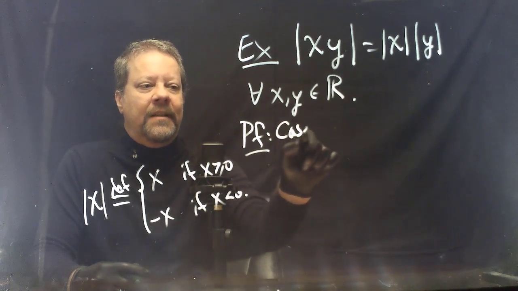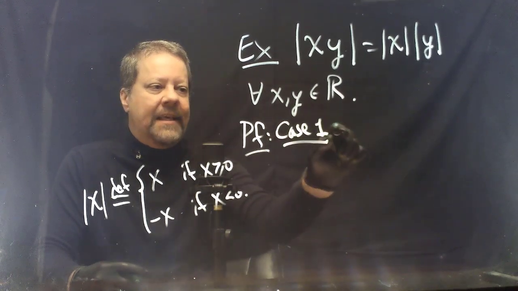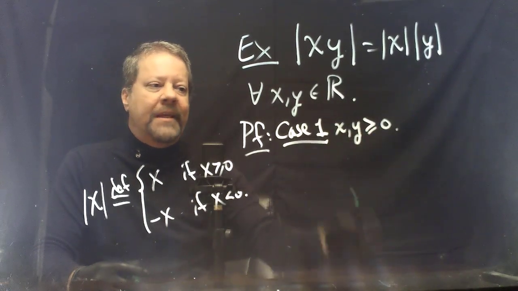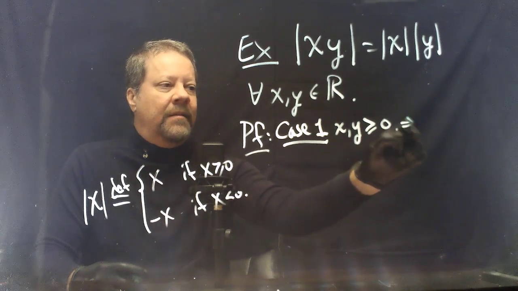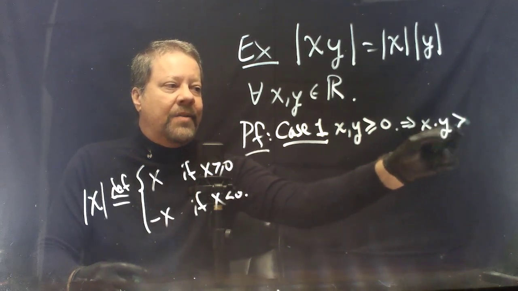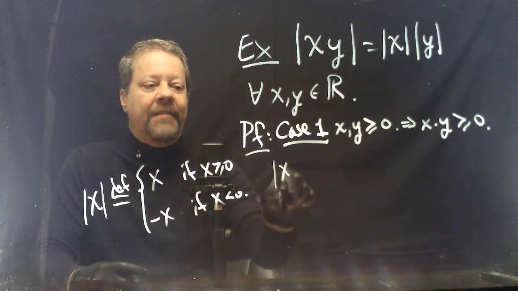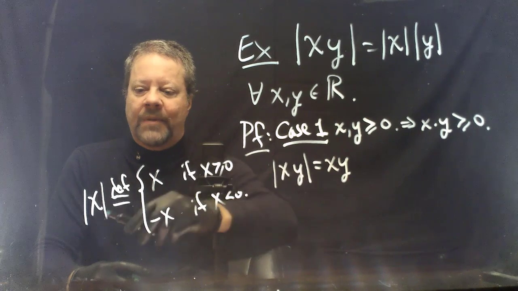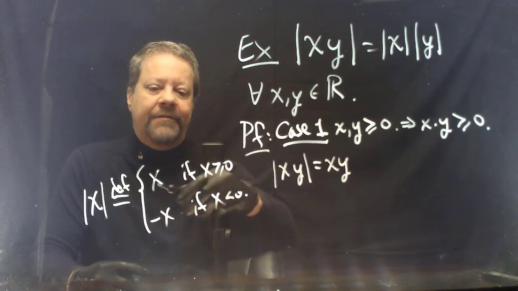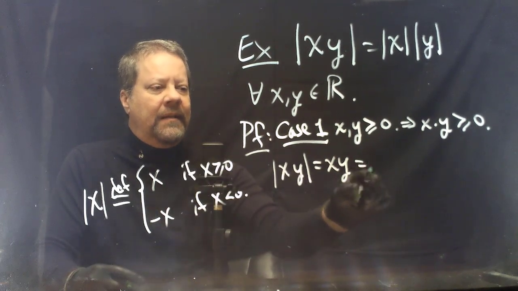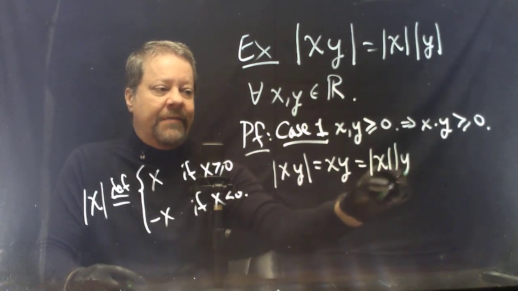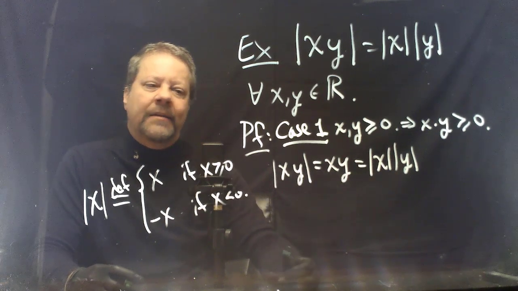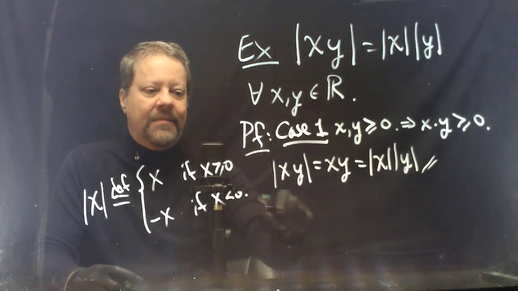So let's do case 1. This is the easy case. Let's assume that these are both bigger than or equal to 0. That means x times y is also bigger than or equal to 0. So the absolute value of x times y will be xy. What does the absolute value do to things that are non-negative? It does nothing to them. And that's also equal to the absolute value of x times the absolute value of y, because the absolute value of x will be x, the absolute value of y will be y, and so that's the end of that case.